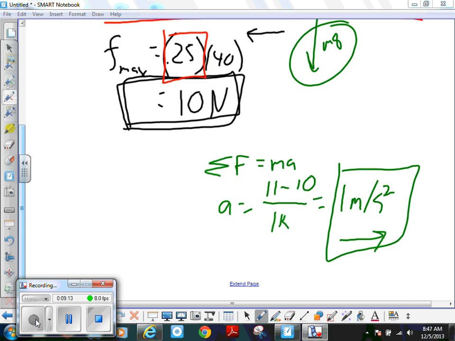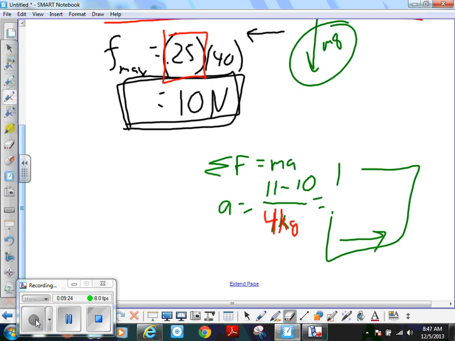Okay, I screwed up there. This should be 4 kilograms. I was wrong about that. So 1 divided by 4 is going to be 0.25 meters per second squared.